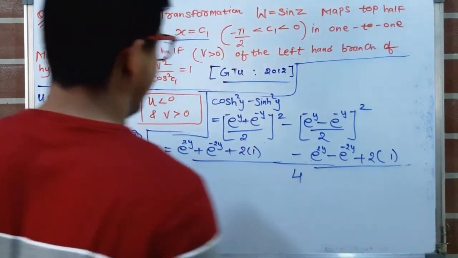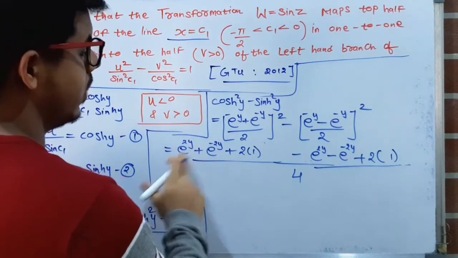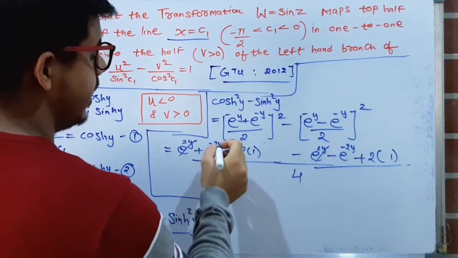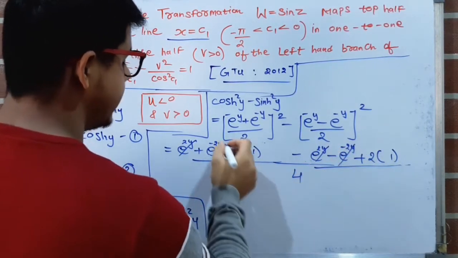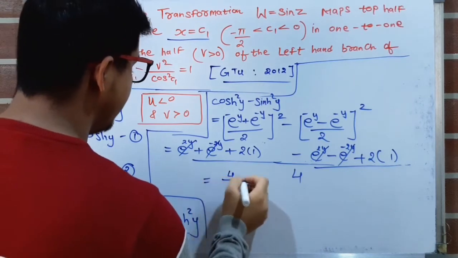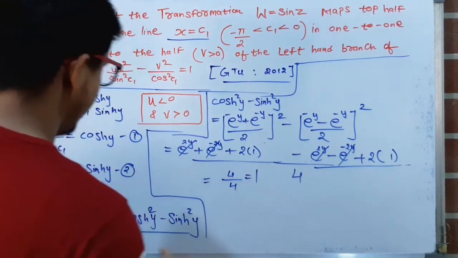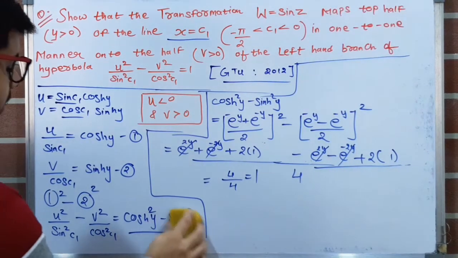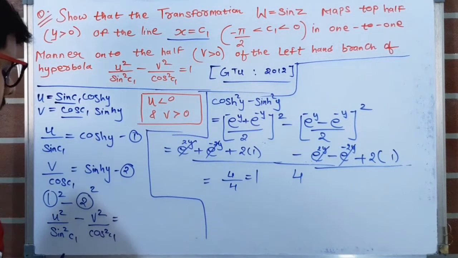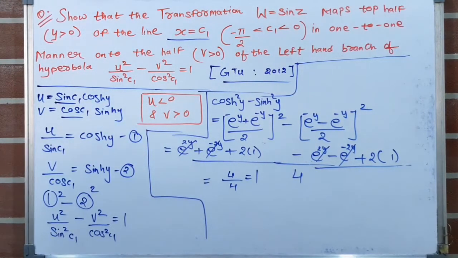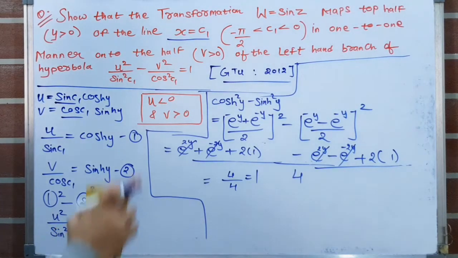Now this e raised to 2y and minus e raised to 2y get cancelled, this plus e raised to minus 2y and minus e raised to minus 2y get cancelled, this plus 2 and plus 2 get added and we will get 4 upon 4, which equals 1. So cos hyperbolic square y minus sine hyperbolic square y is 1. So we have derived the given equation of hyperbola, that is u square upon sin square C1 minus v square upon cos square C1 equals 1.